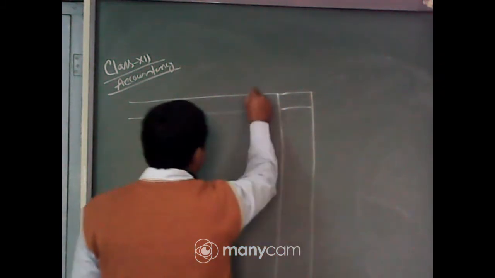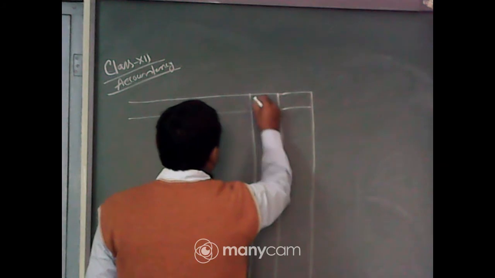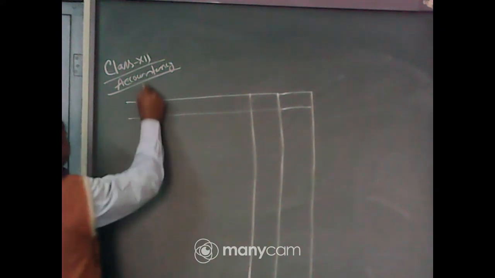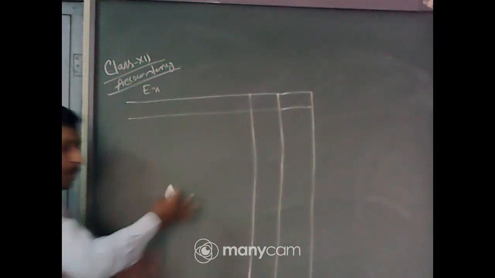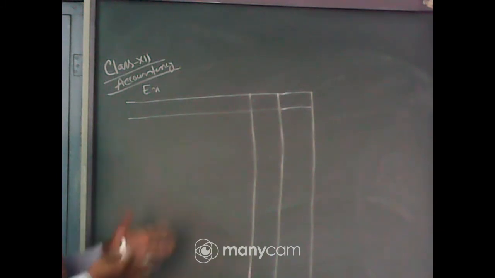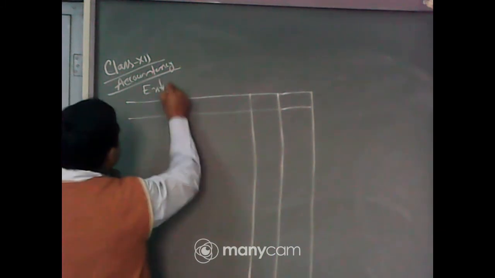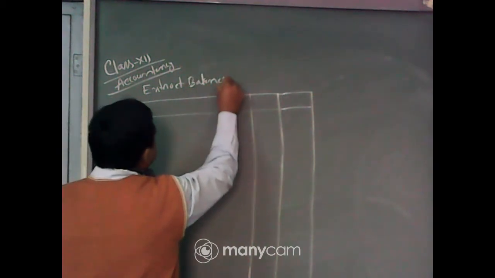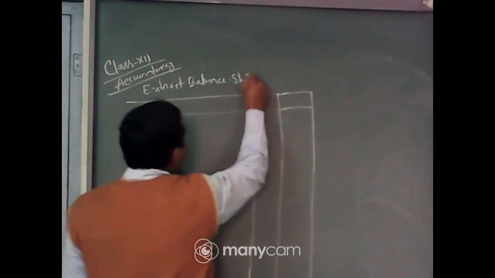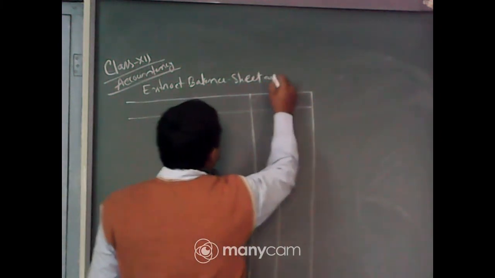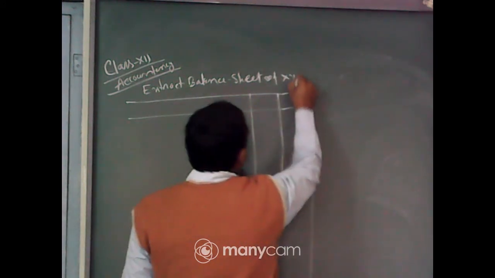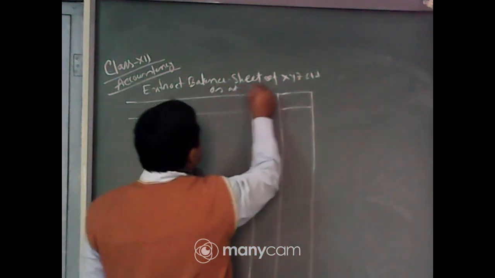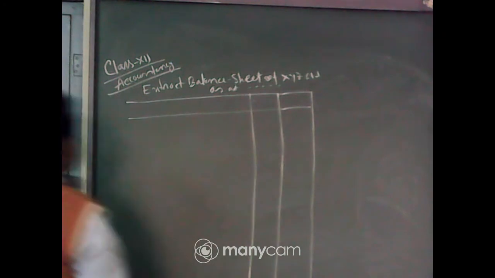There are 2 years, one current year and one previous year. First you write "Extract Balance Sheet", because you are not doing the whole balance sheet of the company, only a portion of the balance sheet. So always write extract balance sheet of XYZ Limited as at, that is the date.